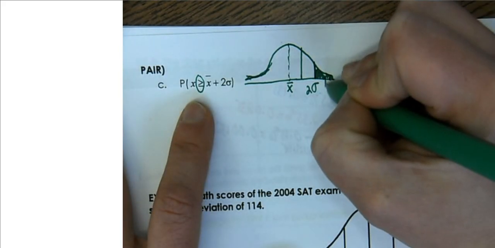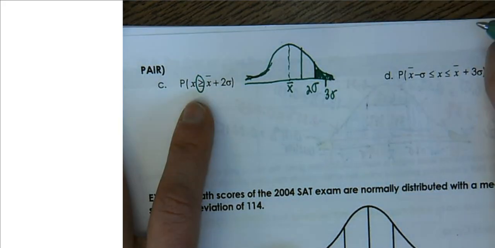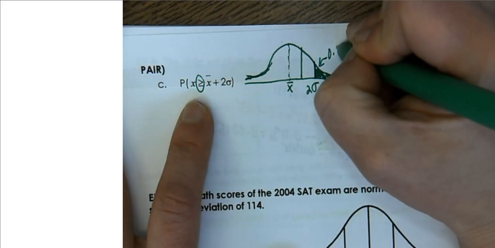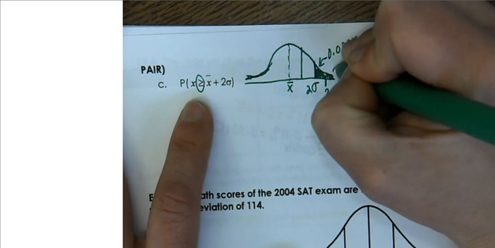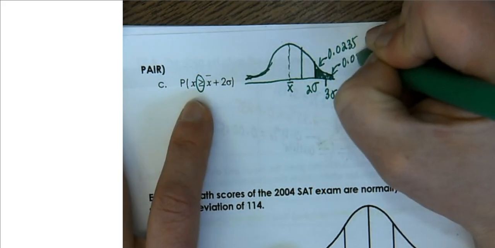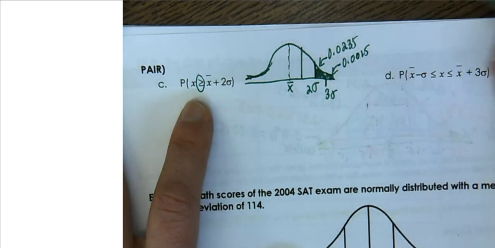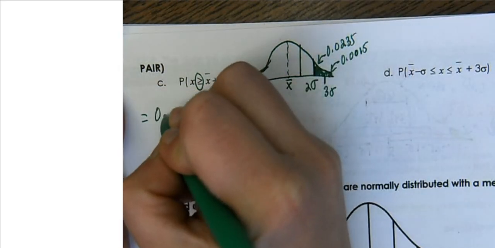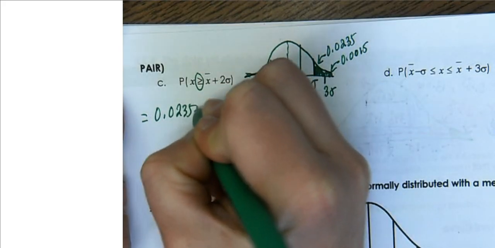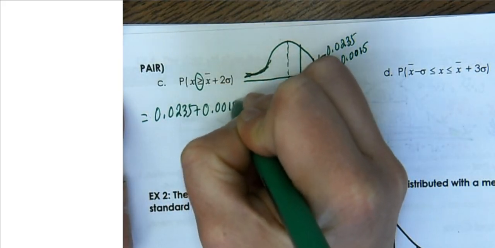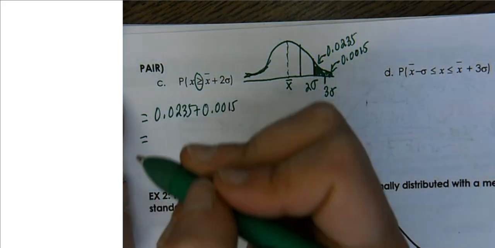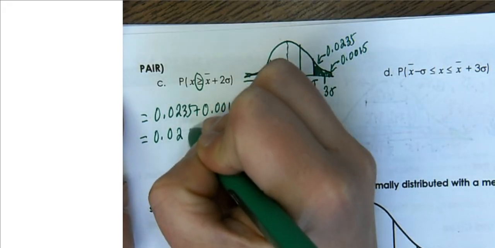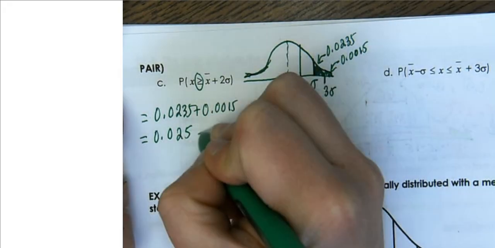So I'm going to mark that about right here is 3 standard deviations above the mean. And so this decimal is 0.0235, and this section is 0.0015. So I am simply going to add those two numbers together. So 0.0235 plus 0.0015, and those two numbers added together is equal to 0.025, which is equivalent to 2.5%.